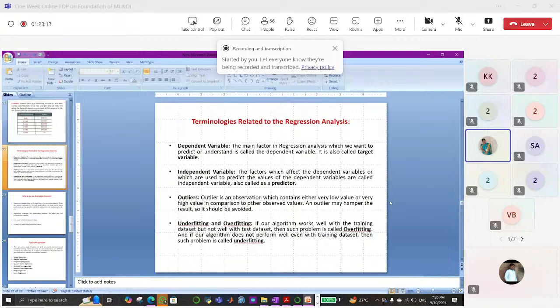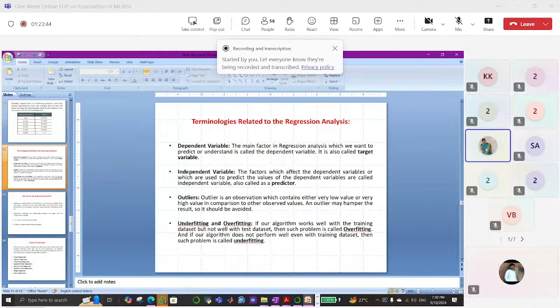So in comparison to other observed values, that means in the training data, some value is very low and some value is very high. Because of these values, we cannot fit our best fit line. We cannot draw the best fit line. So those are called outliers. An outlier may hamper the result, so it should be avoided. Try to avoid the outliers. So this is the outliers.